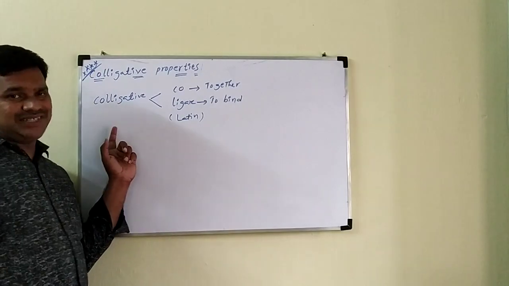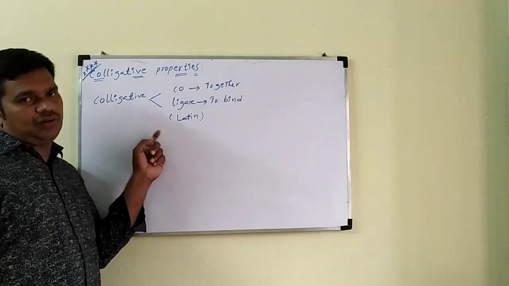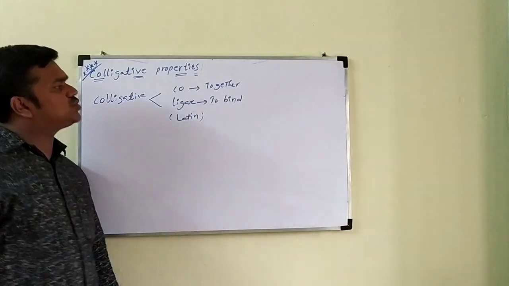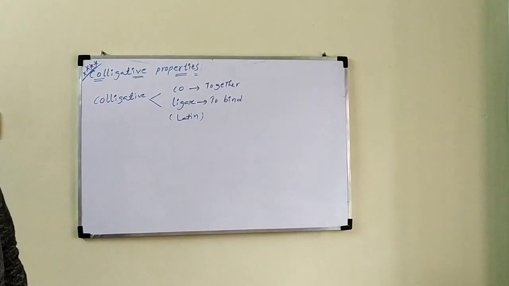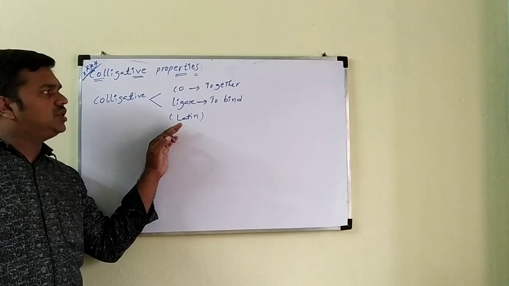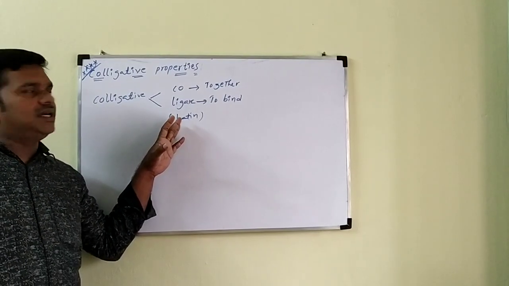Colligative is a word derived from the two Latin words co and ligor. What is co here? Co means together. Ligor means to bind.